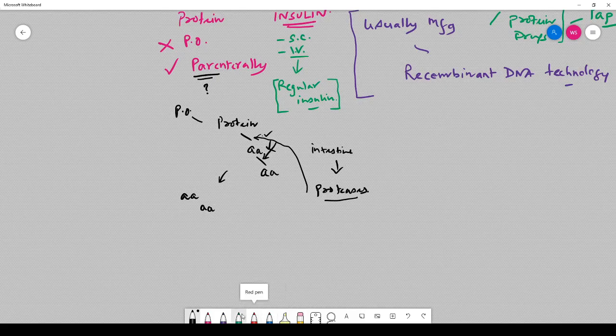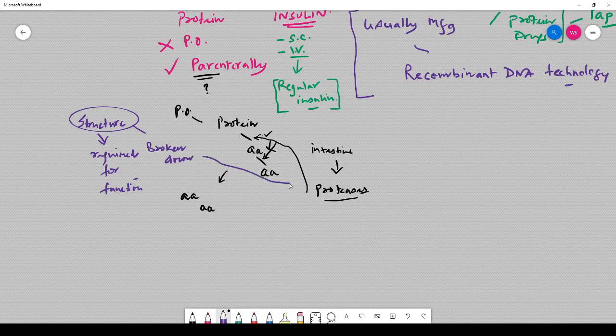So what did we say here? That the structure is required for function. The protease, what does it do? It breaks down the structure. The structure is broken down by the protease. So the proteases convert, say, insulin to amino acids, and the structure of the insulin is lost. If the structure is lost, it will not have function. And therefore, we don't give it orally. So we give it parenterally.